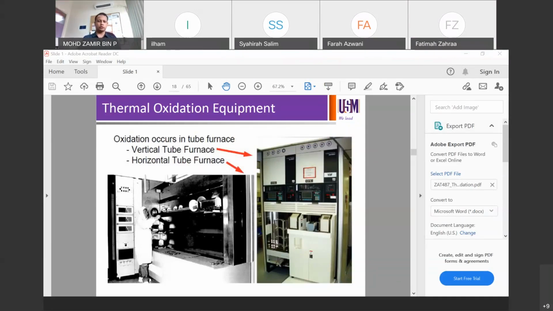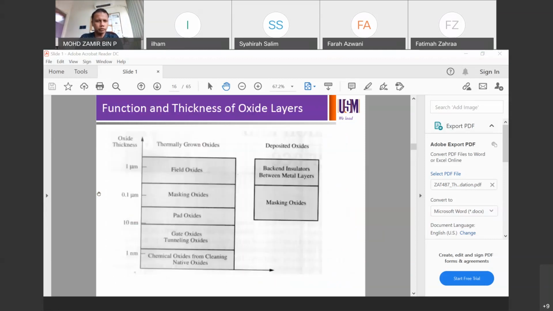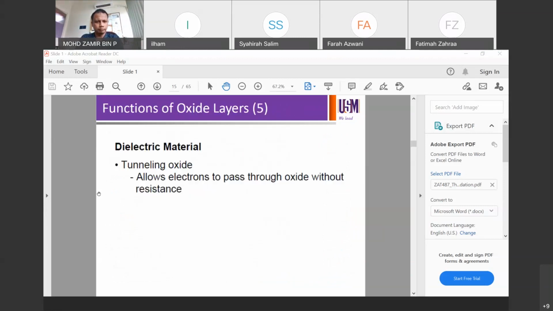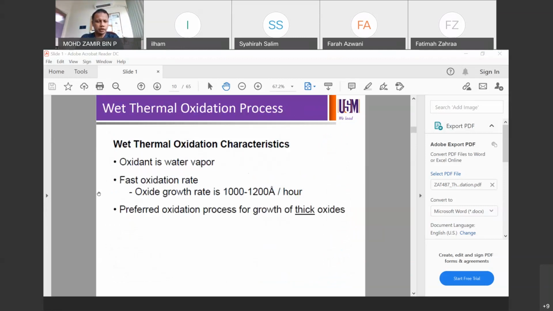It's good. Okay, so let's move on to the next part in a thermal oxidation process. So last time we've gone through the introduction to the process. So let's recap a few things about the basics of thermal oxidation.